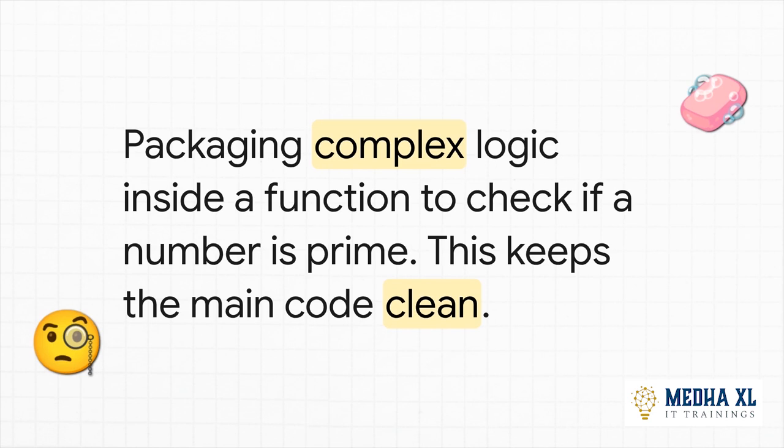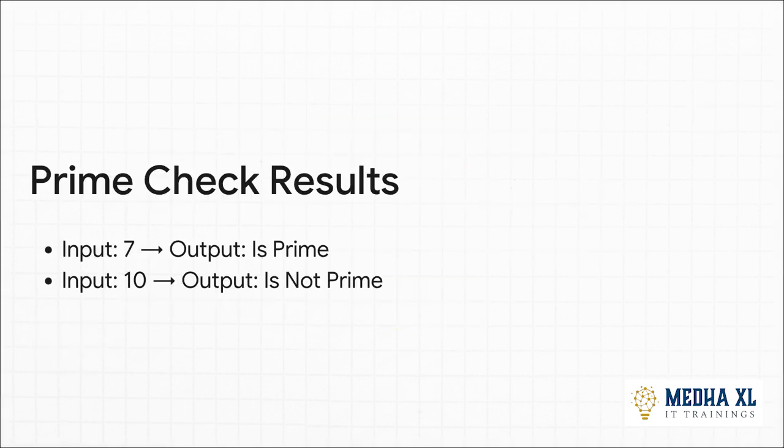For our last example, let's try something a little more complex, a function that checks if a number is prime. Now, the logic for this can get a little tricky, so packaging it up inside its own function is a fantastic way to keep your main program tidy and easy to read. And the results are exactly what you'd expect. We give it the number 7, it does its checks and tells us, yep, it's prime. We feed it the number 10 and it comes back saying, nope, not prime. We've built another reliable, reusable tool for a very specific job.